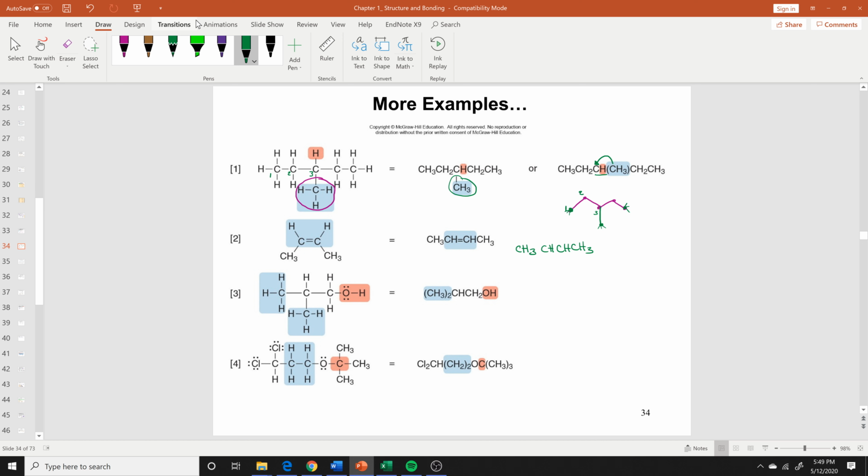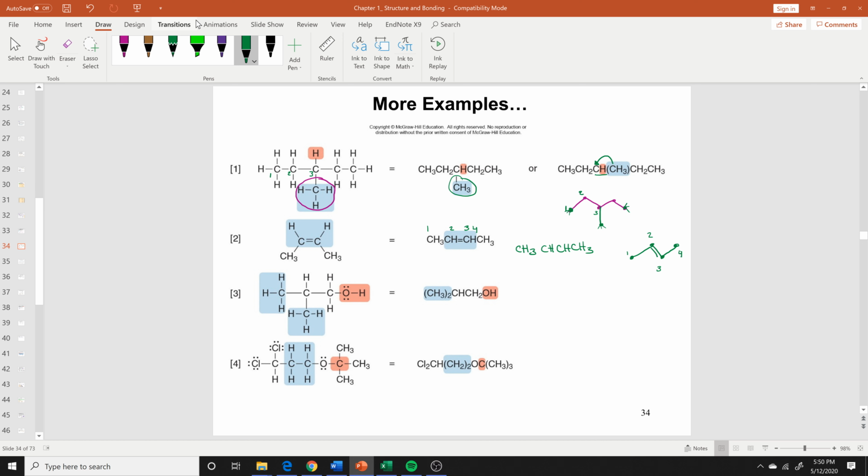To draw the skeletal for this one, count your carbons. It's 4: 1, 2, 3, and 4. Connect them together and then number 1, 2, 3, 4. Between carbons 2 and 3, you do have a double bond, so just draw the double bond like that.